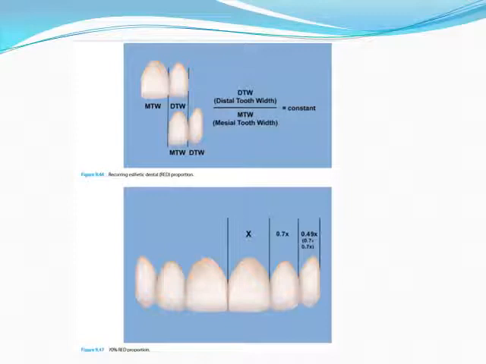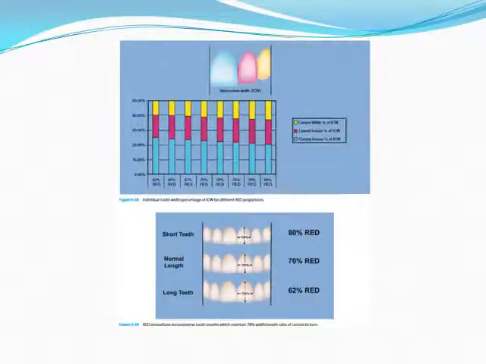That means the RED proportion will come in different percentages. The normal percentage of the RED proportion is 70%. We will talk about other percentages. For example, if the teeth were short, the percentage of the RED proportion will differ because it is related to the length, not only to the width of the tooth.